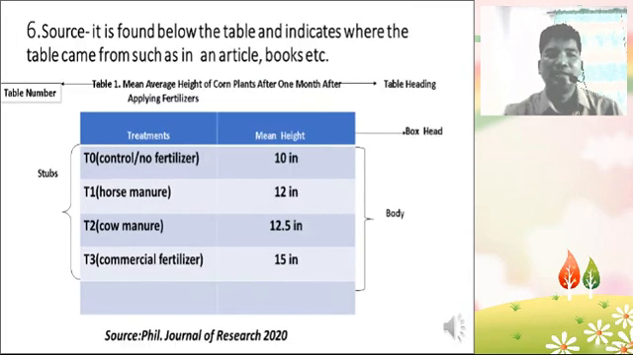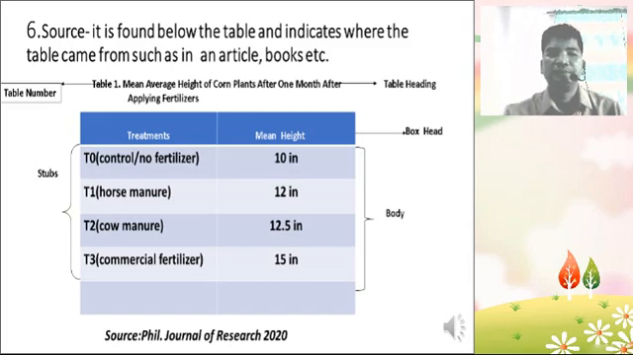And the sixth part is the source. Source is found below the table and indicates where the table came from, such as in an article, books, and others. So as you can see in this example, the source is usually found below the table. It indicates where the table came from. So in this example, the table came from the Philippine Journal of Research 2020. So that is source.